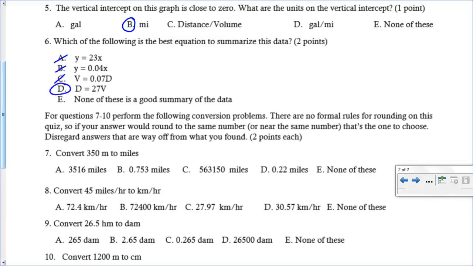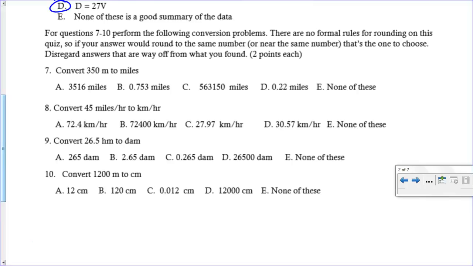All right? This is correct. D equals 27v. All right, distance traveled is on the y-axis, so D is a good variable there to take the place of the y. 27 is the slope, v is the x-axis. There's no y-intercept, so these are all plus 0. All right, so D is the correct answer.